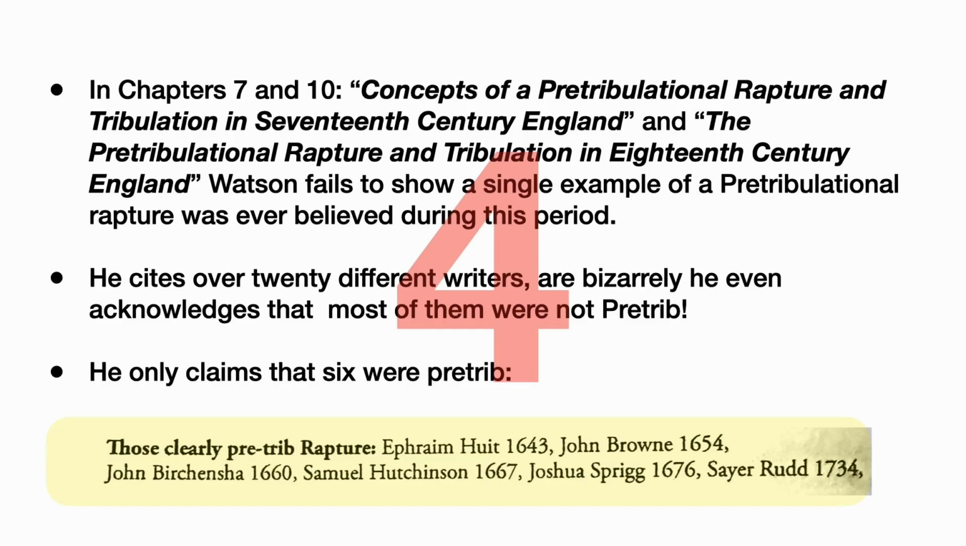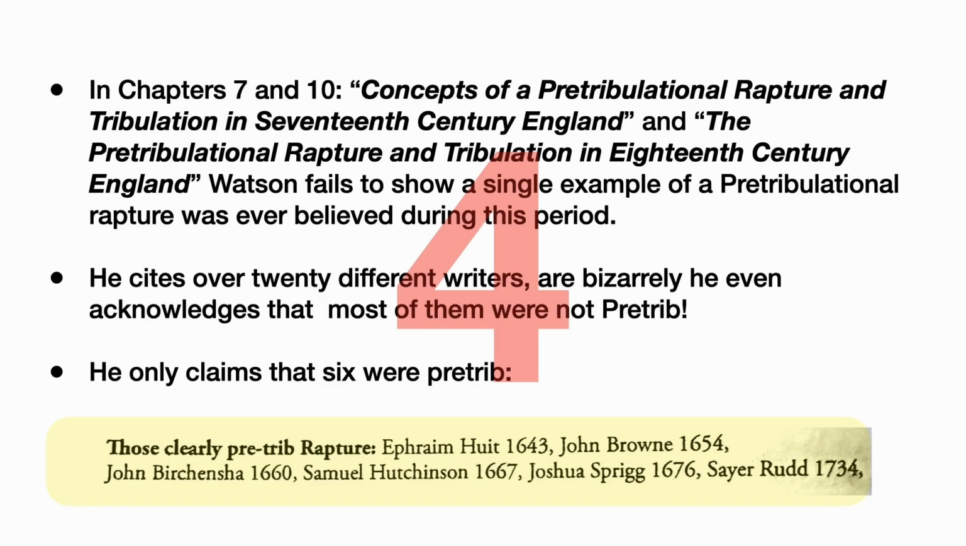Now, I've got an actual picture from the book, and I just put the picture in here and I highlighted it in yellow. Now, here's the thing. Between these two chapters, Watson goes through over 20 individuals. Over 20 individuals, and there's only 6. This is what's so bizarre, that he actually says teach a pre-tribulational rapture. So here, in this picture from the book, you can see he says, those who clearly taught or espoused or articulated a pre-trib rapture. And he only lists 6 guys.